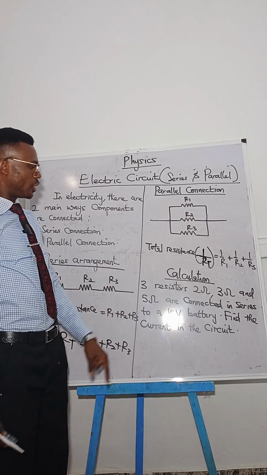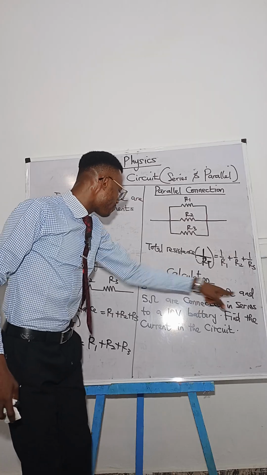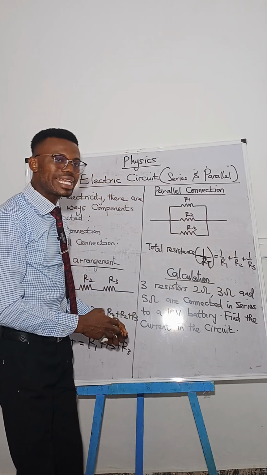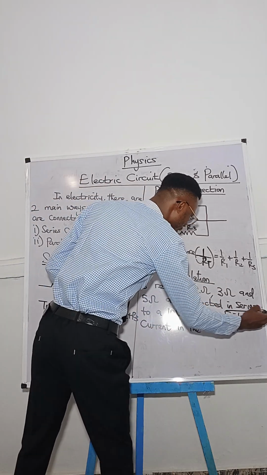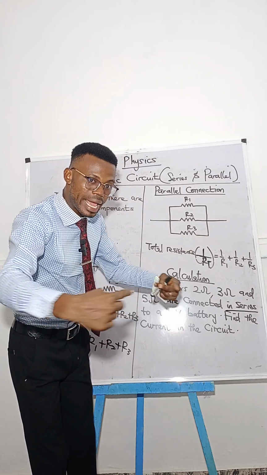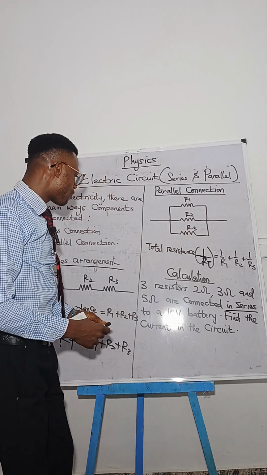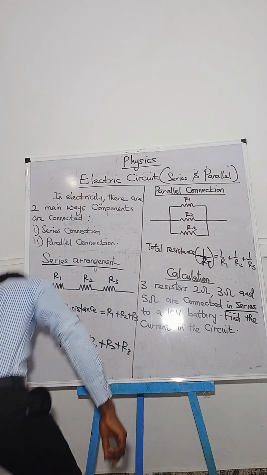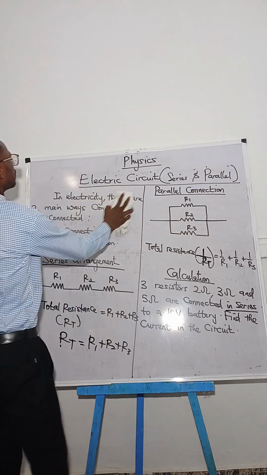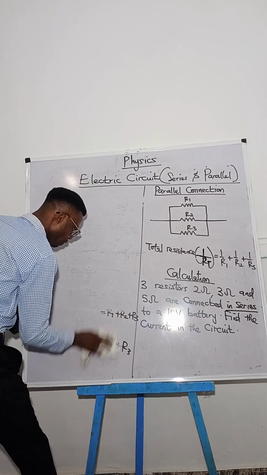Now, let's look at this calculation. We have three resistors, 2 ohms, 3 ohms, and 5 ohms, connected in series. In series, what did I say? We mean by series connection, end to end, to a 10-volt battery. Now we are told to find the current in the circuit. So how do we solve this question?